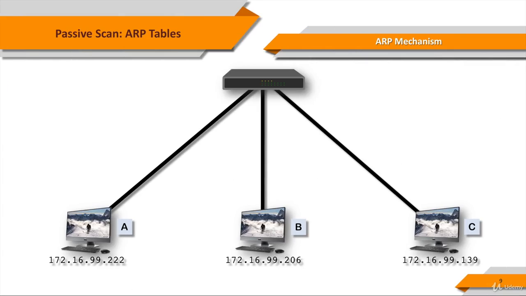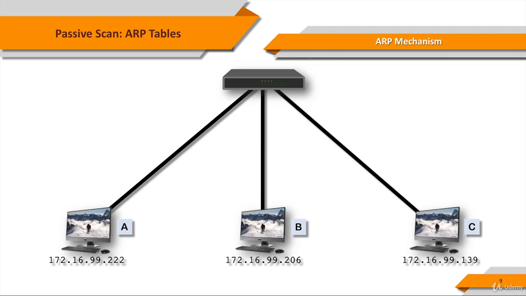Before talking about using ARP tables for passive scanning, let's talk a little bit about ARP protocol and mechanism first. So, Address Resolution Protocol, ARP, is a network layer protocol used for mapping a network address such as an IPv4 address to a physical address such as a MAC address. To simulate how the ARP mechanism works, we have a small network in the slide, a switch on top, and 3 computers connected to it.